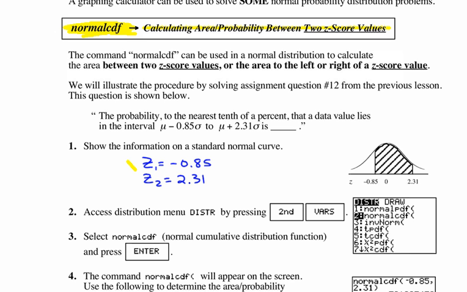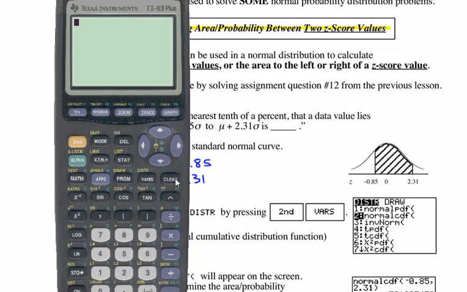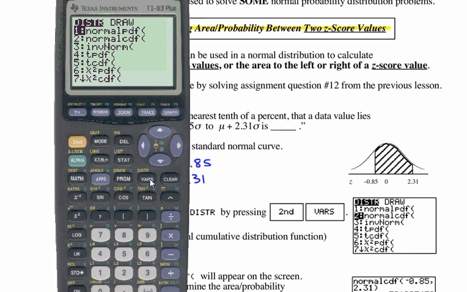So on your graphing calculator, how we'd go about finding the area is we want to find the Normal CDF button. So where is that? Well, it's actually not in stats. It's in second vars, into distribution, D-I-S-T-R. So second vars, and we're going to want number 2, Normal CDF. Always Normal CDF, cumulative, because we want the whole area. So Normal CDF, enter.